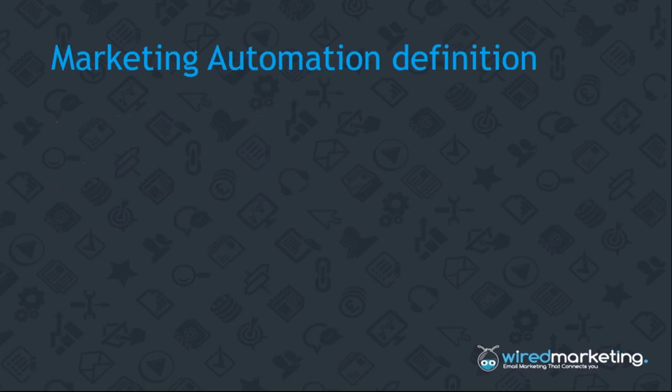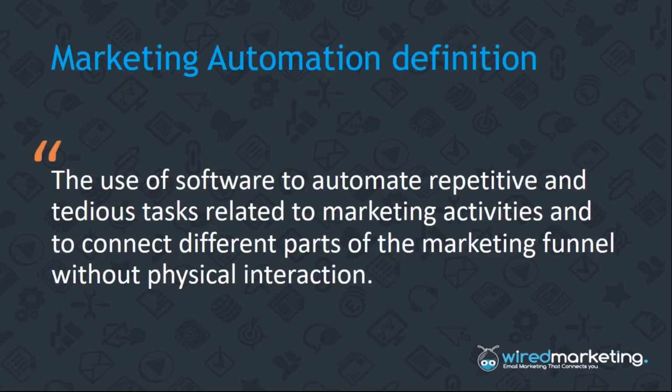So first of all then, what is automation? Well, the definition of it is the use of software to automate repetitive and tedious tasks related to marketing activities and to connect different parts of the marketing funnel without physical interaction. So marketing automation not only allows us to complete the tedious and repetitive tasks and resends, but it also creates an effective working culture which is time and cost efficient as well. So it enables us to collect data in a stylized and sophisticated way, and then also allows us to use that data constructively while managing the customer journey without having to intervene, and we're doing that obviously automatically.